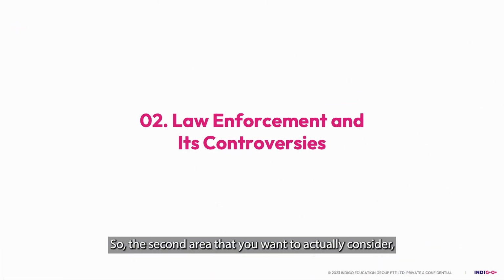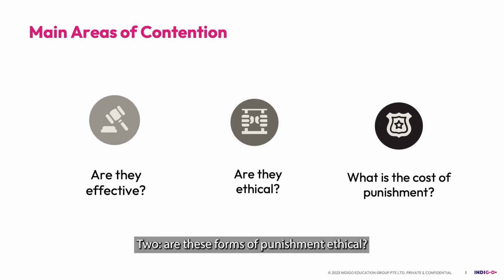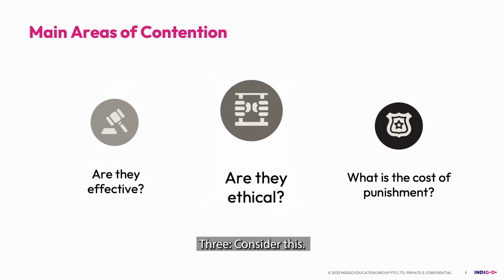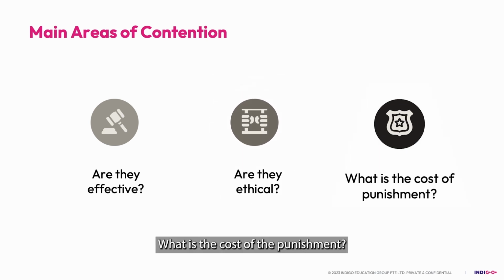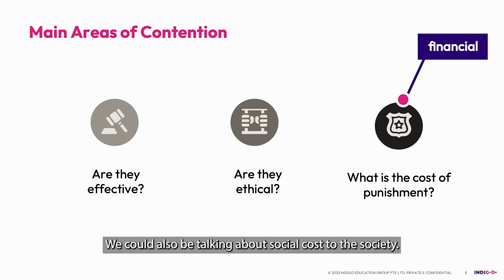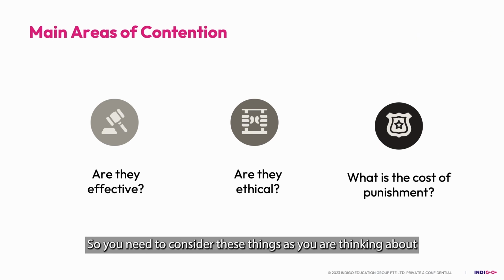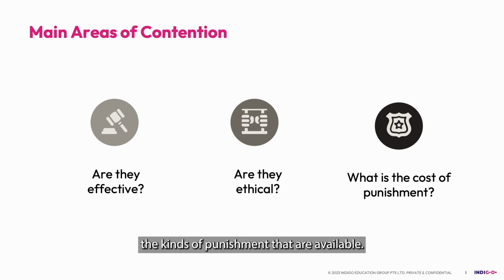So the second area that you want to consider, once you are familiar with these causes of crime, would be to come to a conclusion where you stand on these particular issues. One, are these forms of punishment effective? Two, are these forms of punishment ethical? Three, consider this: what is the cost of the punishment? We could possibly be talking about financial cost. We could also be talking about social cost to the society. So you need to consider these things as you are thinking about the kinds of punishment that are available.